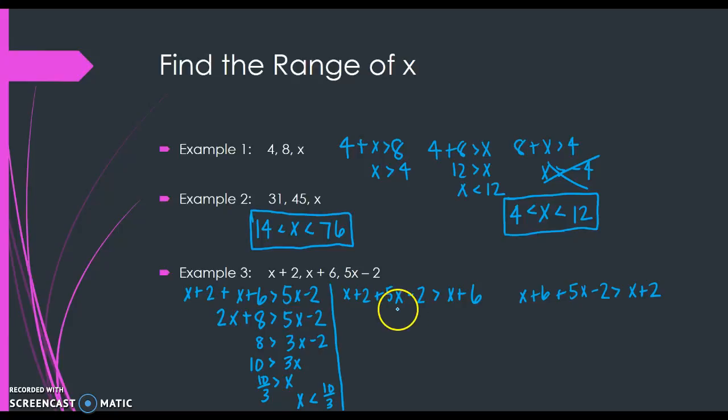Same thing for the second one. x and 5x gives me 6x. 2 and negative 2 end up canceling, so I just have 6x on that side.